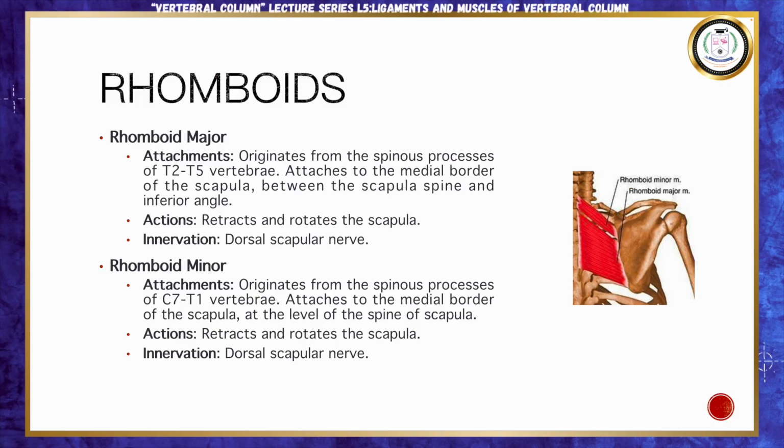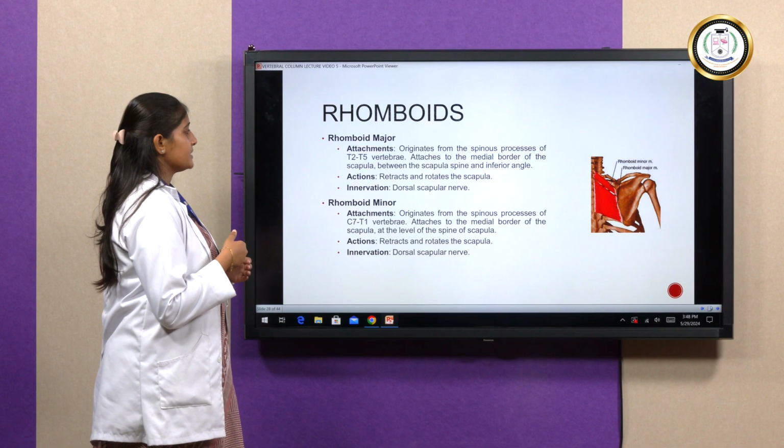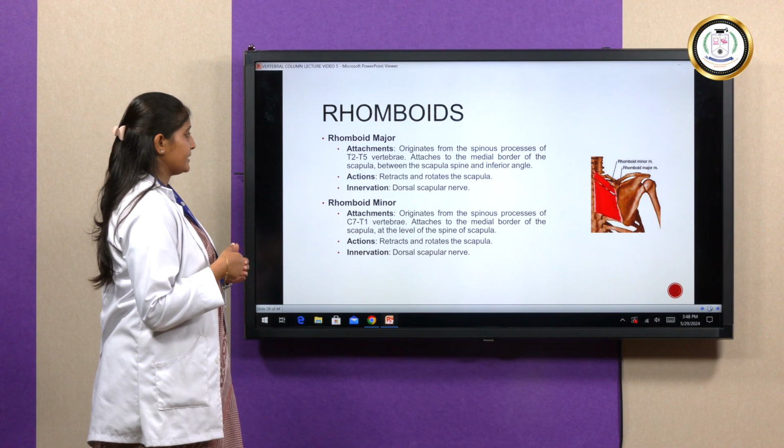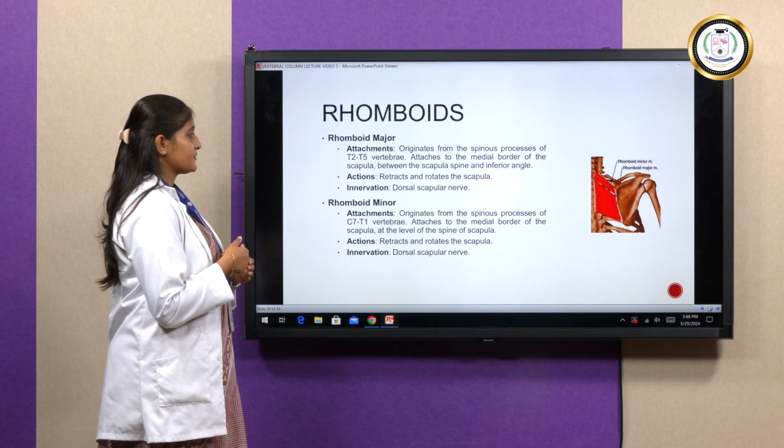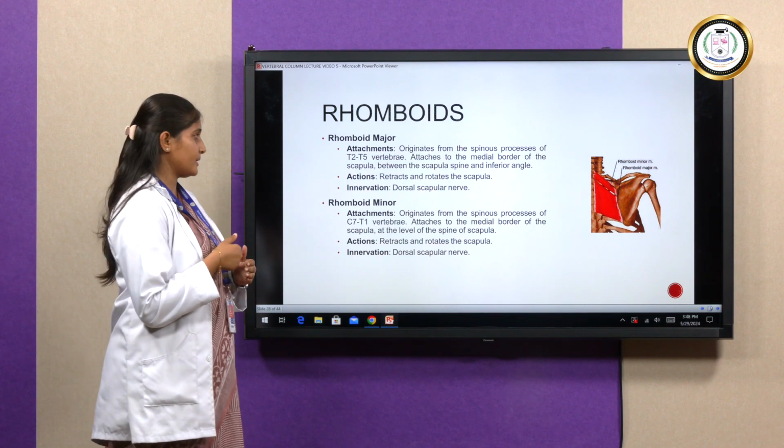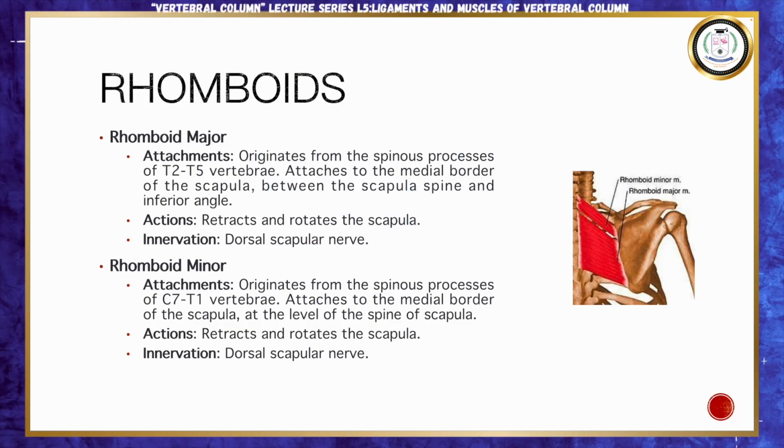So the first muscle, rhomboid major, originates from the spinous process of T2 to T5 vertebra and attaches to the medial border of the scapula between the scapular spine and the inferior angle. It receives the nerve supply through the dorsal scapular nerve, and the main action is the retraction and rotation of the scapula.